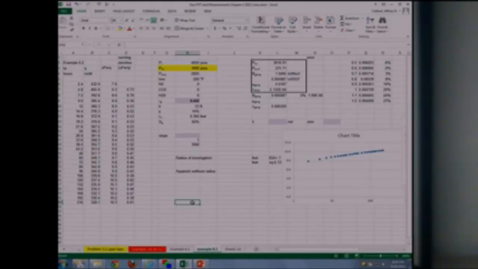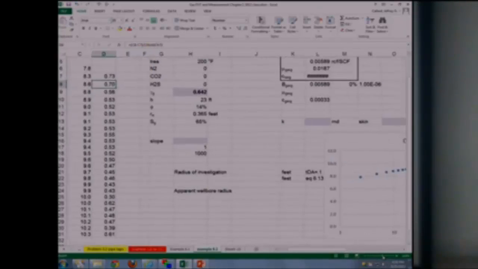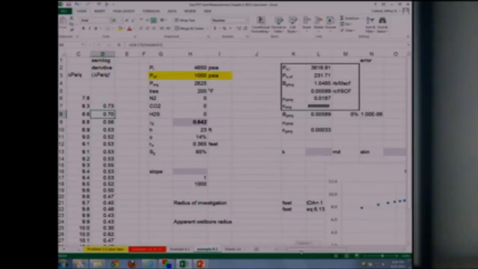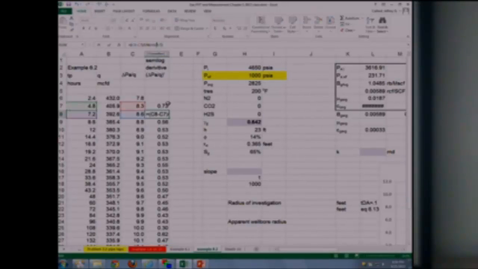I'm getting a different result. Is it 8.3 minus 7.8, bracket divided by natural log, open bracket, by? I know, this will help. Is that better?